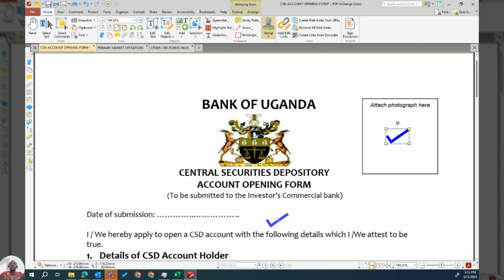So what do you do? Go to any branch of any commercial bank, they will open up the account for you. When that is done, when you have opened up the CSD, then you have to understand two important things.